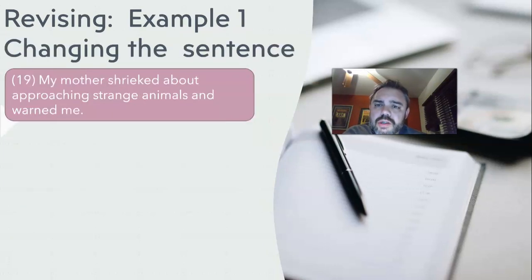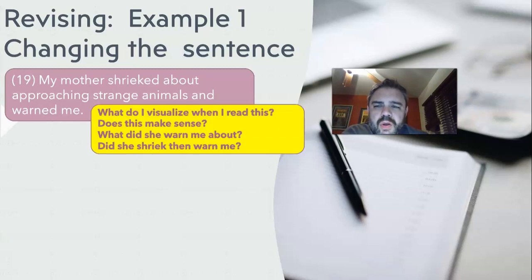So let's look at this strategy here. My mother shrieked about approaching strange animals and warned me. I know I'm a good reader. I know I understand. I decoded the words correctly. I said them fluently, but I'm still confused about a couple of things. So I'm asking myself in my big old brain, what do I visualize when I read this? Does this make any sense to me? And clearly it doesn't. So my question specifically about this sentence is, what did she warn me about?